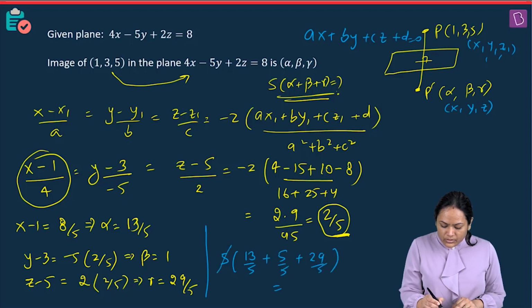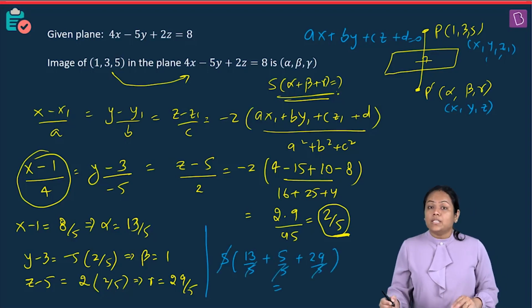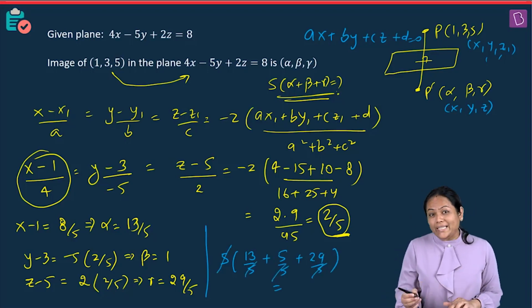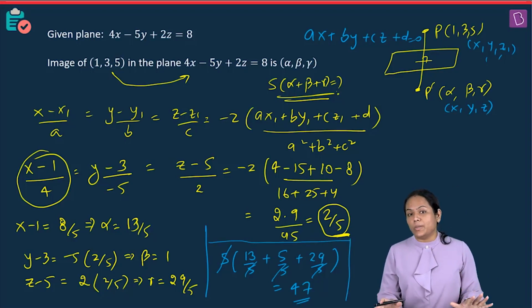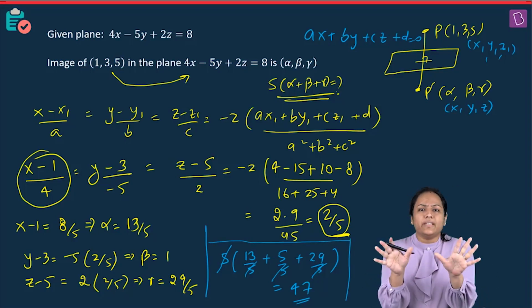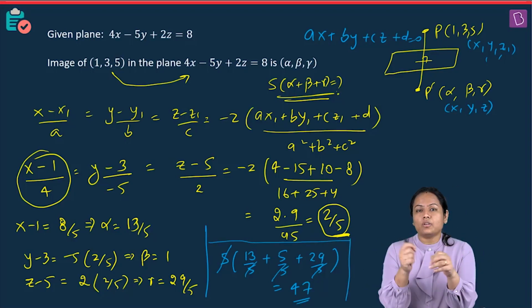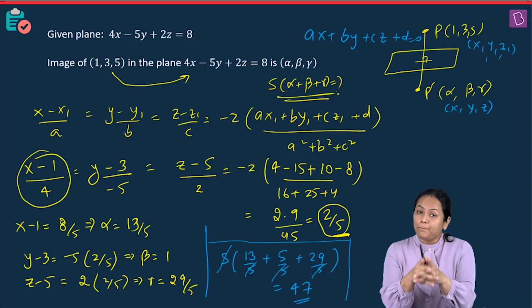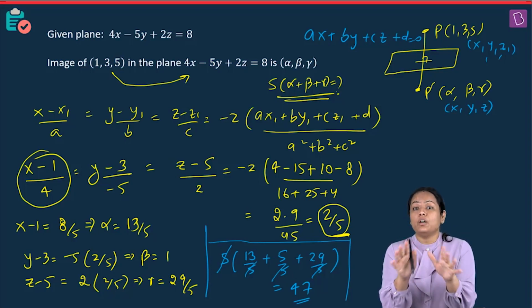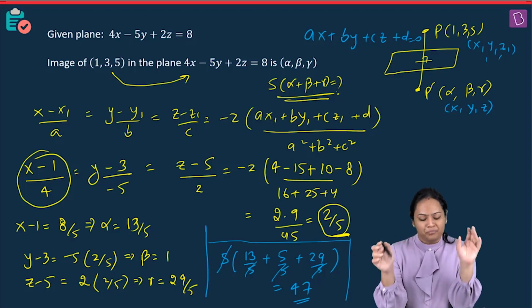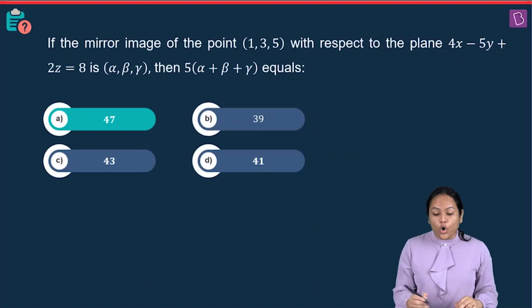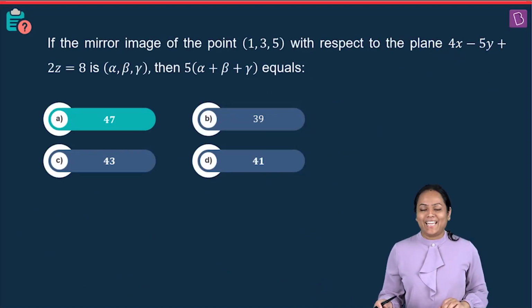And this 5 actually gets cancelled out. This value comes out as 29 plus 18, that is 47. This is going to be the final answer for the question. So it was not at all a very difficult question, and the calculations also were not very lengthy, but you have to remember the formula of image of a point about a plane. Clear? Okay. So the right option will be A.